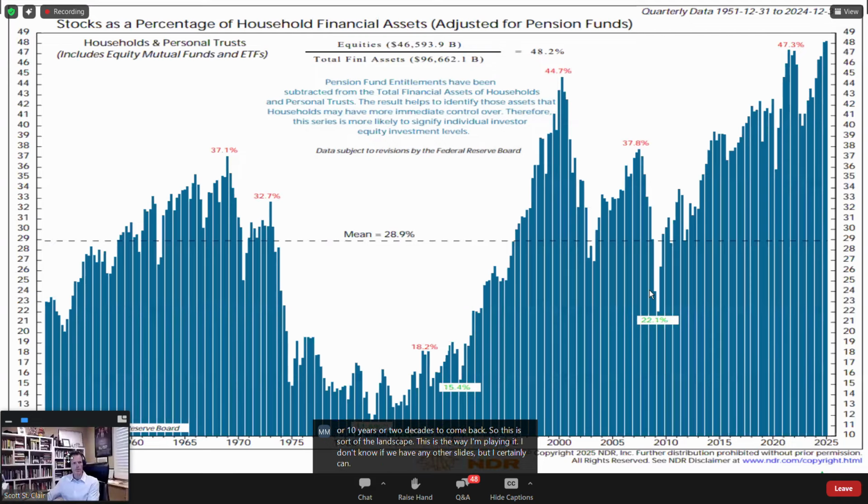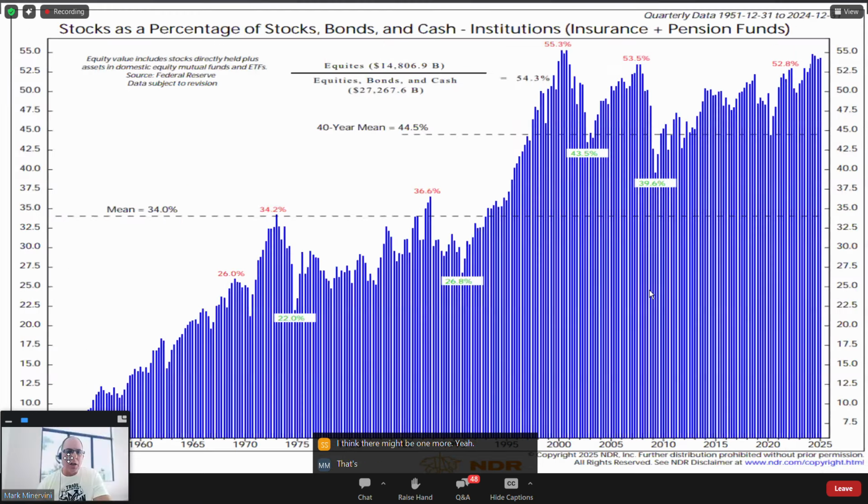Might be one more. Yeah, that's just another look at stocks as a percentage of stocks, bonds, and cash. Again, a lot of stock ownership. And this has been rising, and maybe it goes even higher. But I think if you got into the 60%, 65%, you would be at absolute nosebleed levels and it would probably be a prerequisite to not a very nice market going forward. So I think it's something to be mindful of.